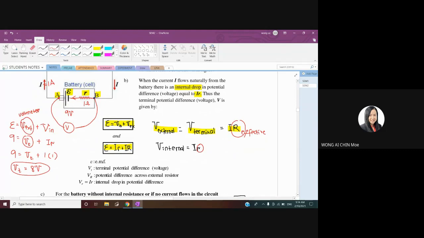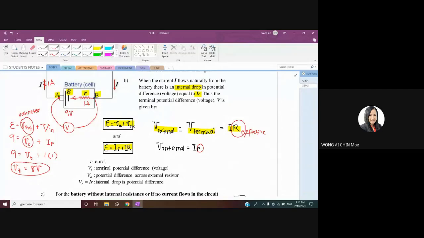Why only 8 volt? Initially it's 9 volt. Initially the source from the battery is 9 volt. But when you measure, when it comes out, the voltmeter only shows 8 volt. Okay, why? 1 volt disappears. That means 1 volt is already dissipated inside the battery.